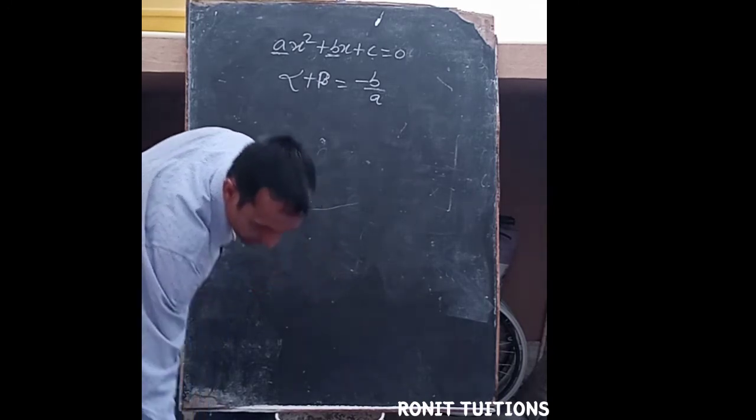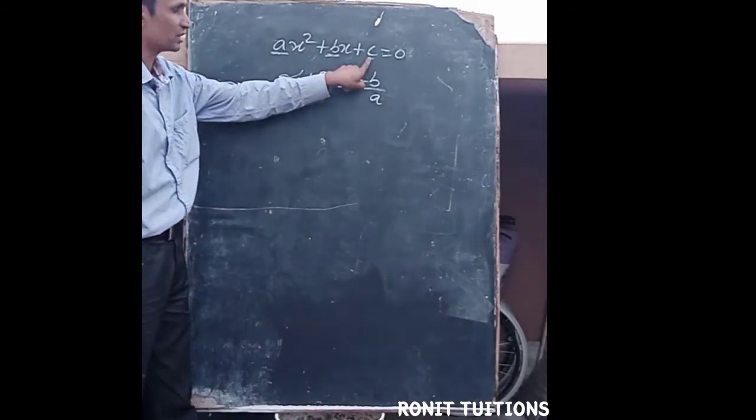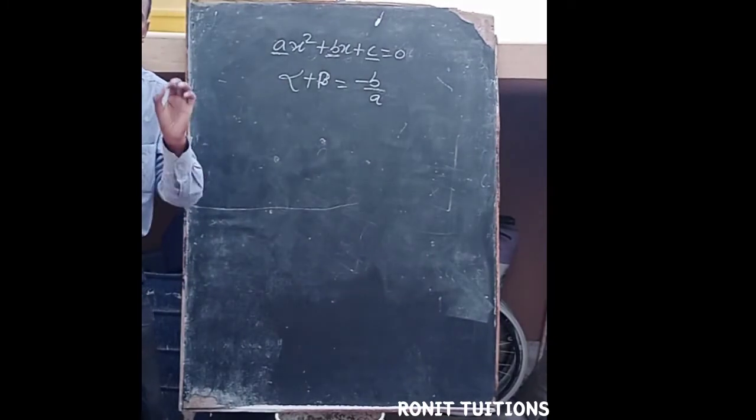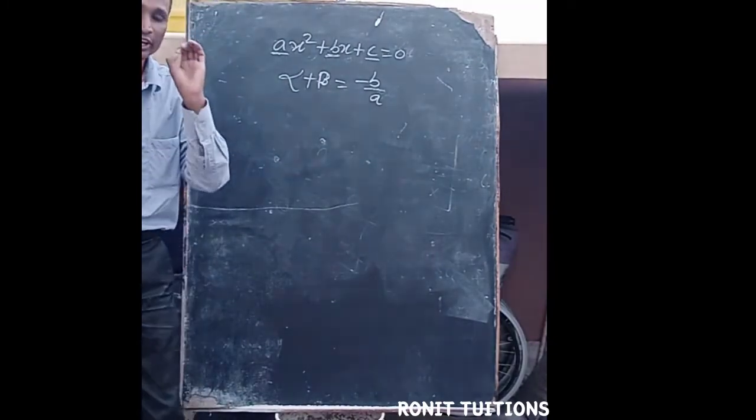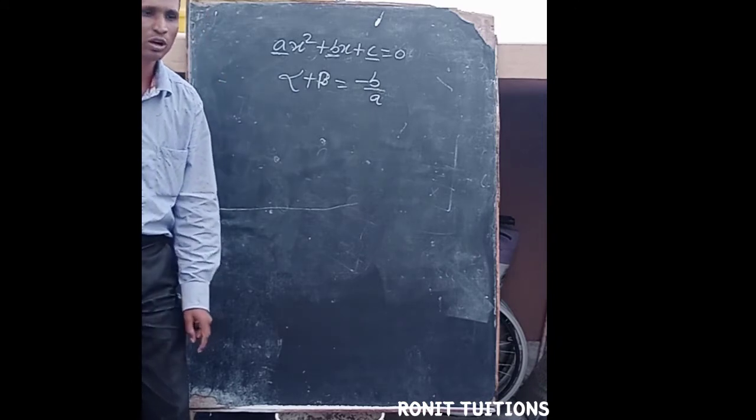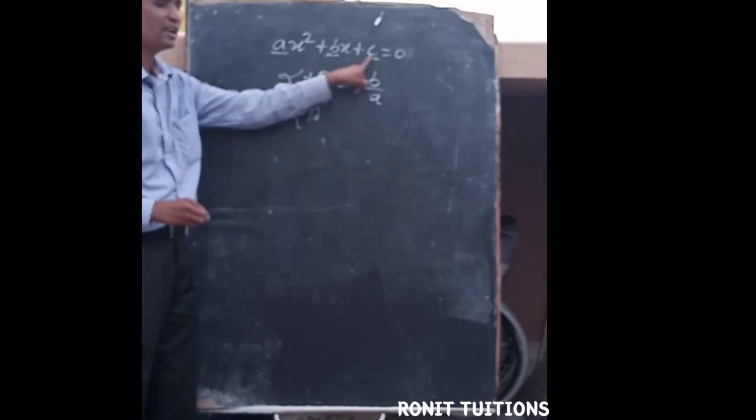Minus b by a. Next, coming to this number, what is this? It is the total multiplication. In 9th standard you already read how to find the value of x by the splitting method. Do you know? So this is alpha and beta, the multiplication of alpha and beta.